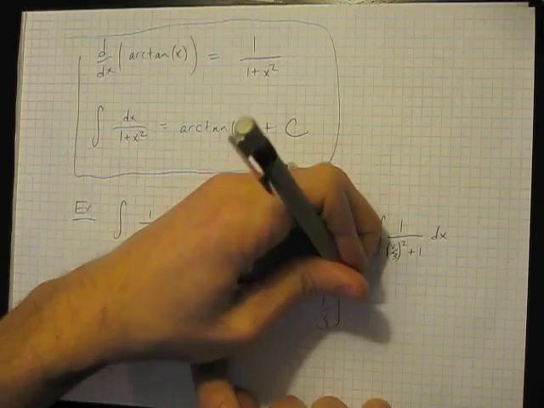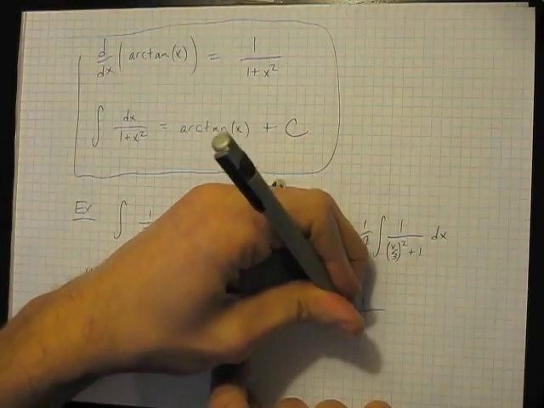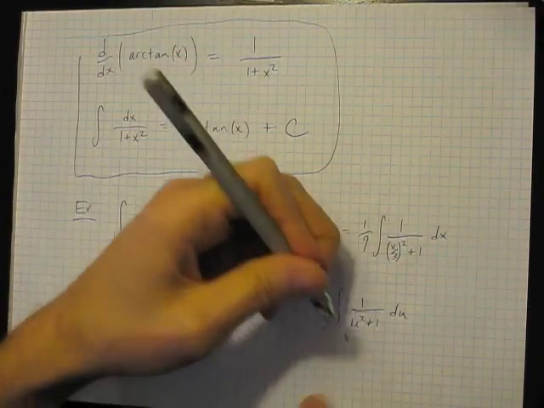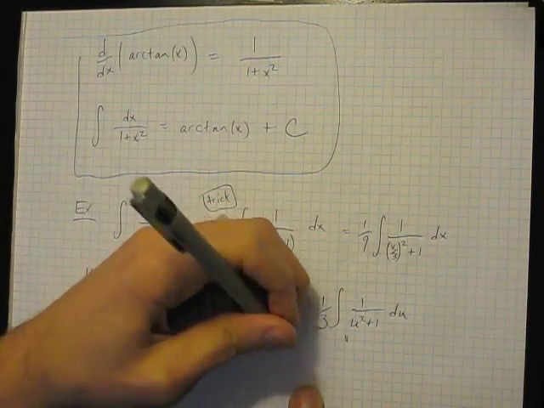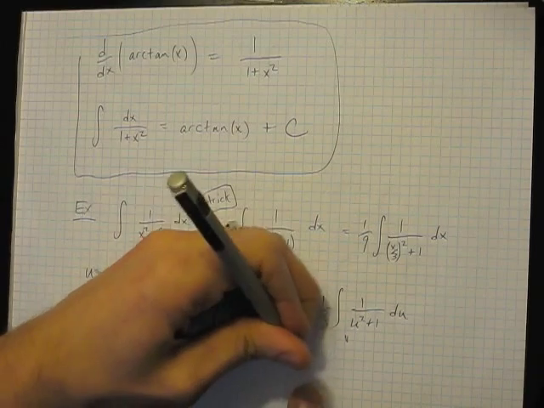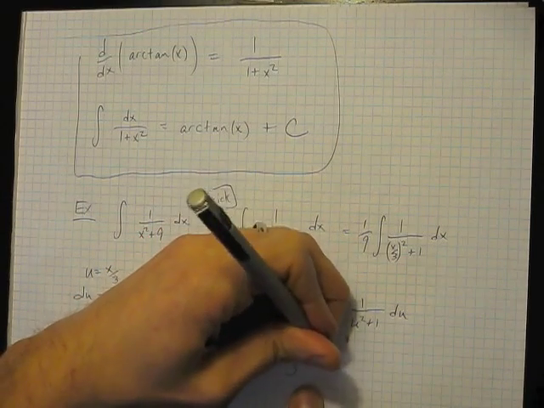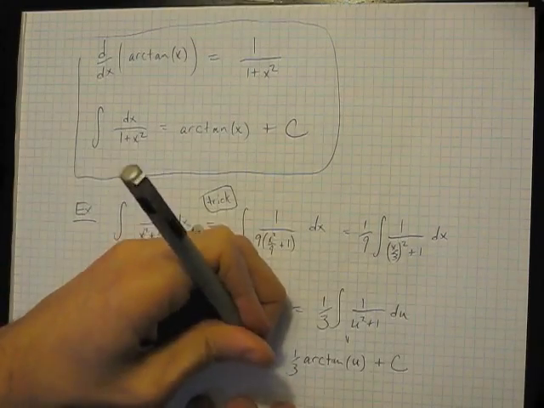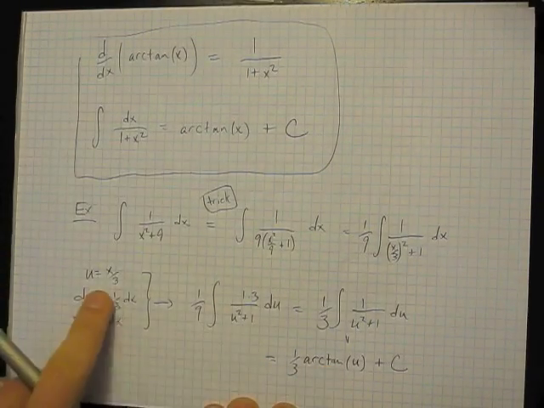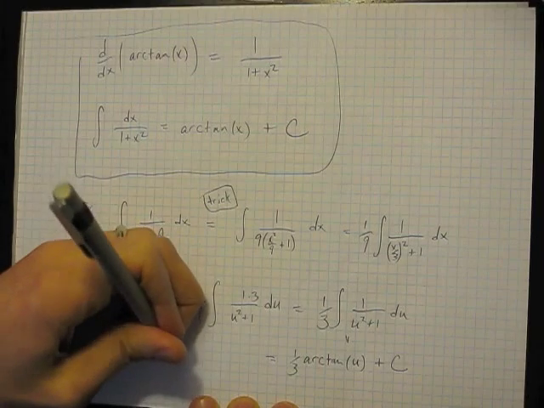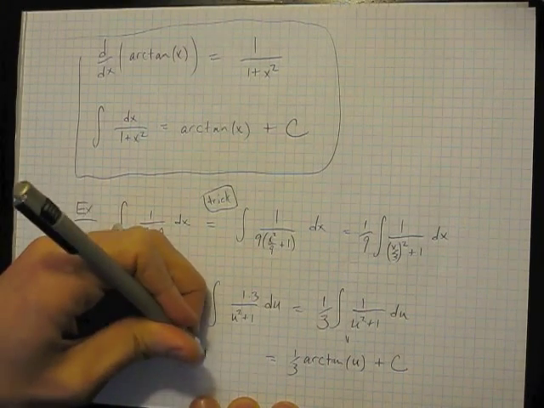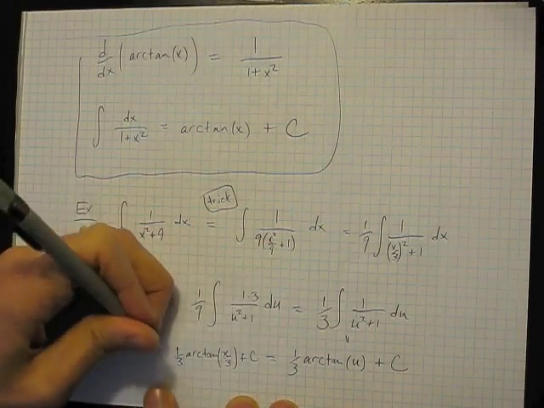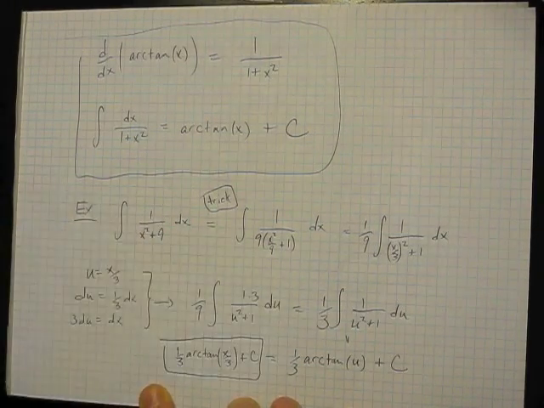And we get 1/3 times 1 over u squared plus 1 du, and now this here is equal to the arctangent of u, which will be 1/3 the arctangent of u plus c. We're not quite done because u is equal to x over 3, and so we get 1/3 the arctangent of x over 3 plus c. And this is our answer.